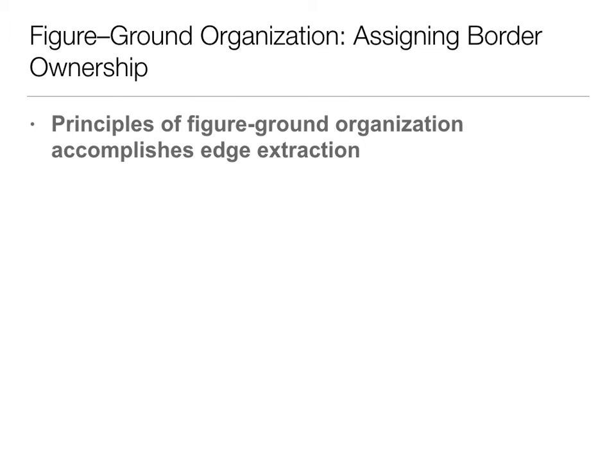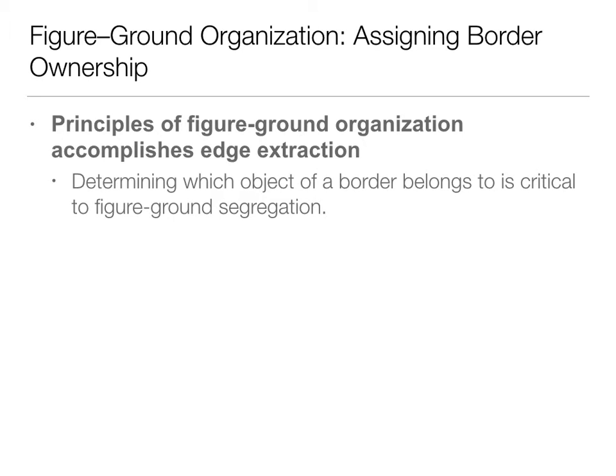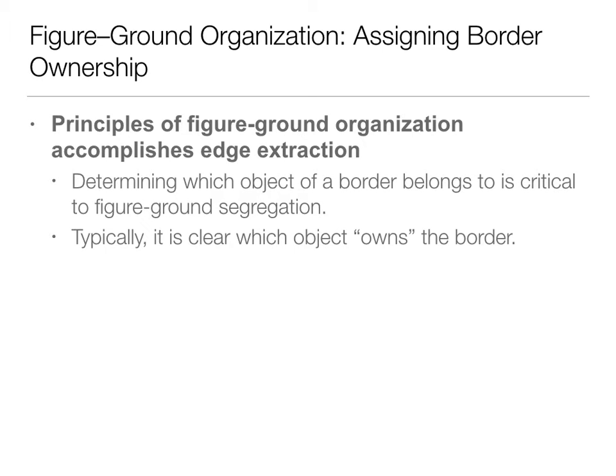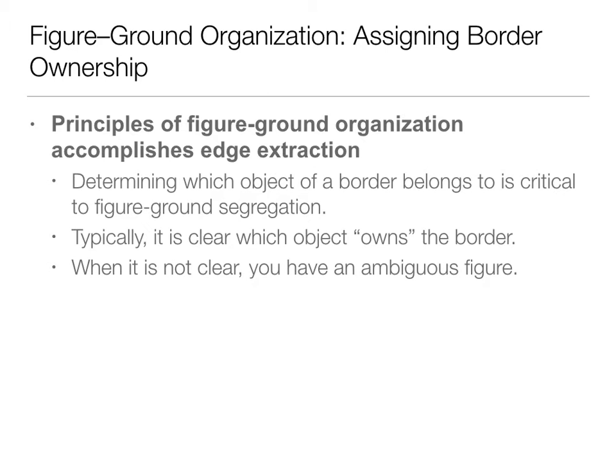This is done by edge extraction that we've talked about both in Chapter 3 and in the previous lecture. And this is, again, figuring out which border belongs to the thing we're looking at, the stapler, versus what belongs to the background, the wall the stapler may be leaning against. Typically it's pretty clear what owns that border. It's a border to something. And we can do this in a number of different ways that we'll talk about. So it's typically pretty clear, but when it's not, we have an ambiguous figure.